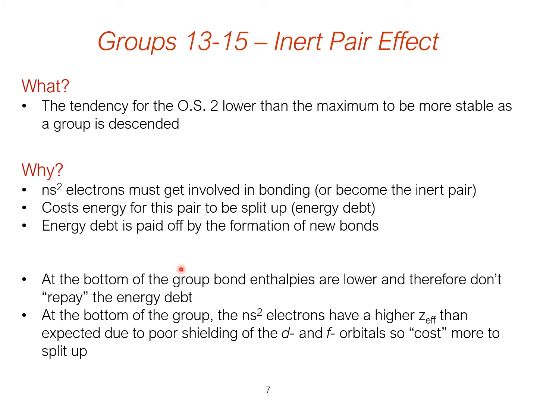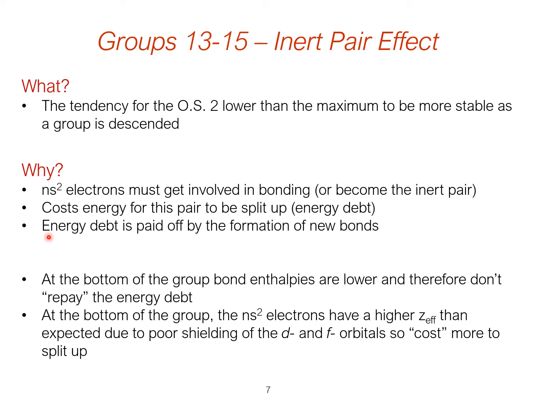And the reason why the bond enthalpies are lower at the bottom of the group is that their orbitals are much larger, the atomic radius is much larger, therefore the orbitals don't overlap so well, and it's not such a strong bond. There's also a contribution from the poor shielding of the d and f orbitals, so that's the final bullet point: at the bottom of the group, the ns2 electrons have a higher effective nuclear charge than expected because of the poor shielding of d and f orbitals, so it actually costs more to split them up.